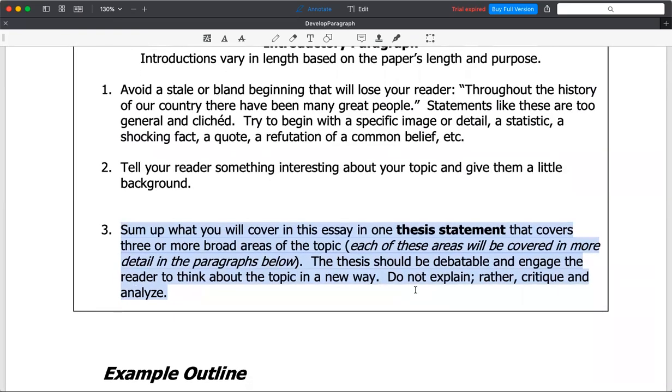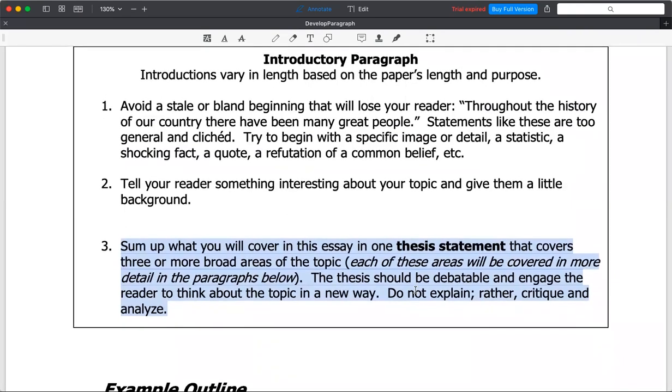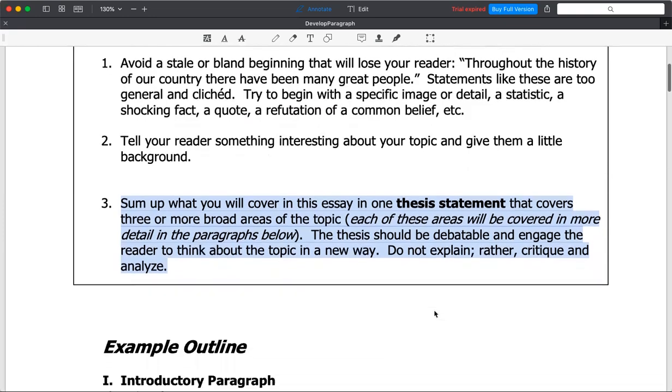So the thesis should be debatable and you engage the reader. Make sure you do not say I, we, or you in your thesis statement. There is no because in your thesis statement. There is no yes or no. You express your idea and your side of the argument. You don't explain. You rather critique or analyze.